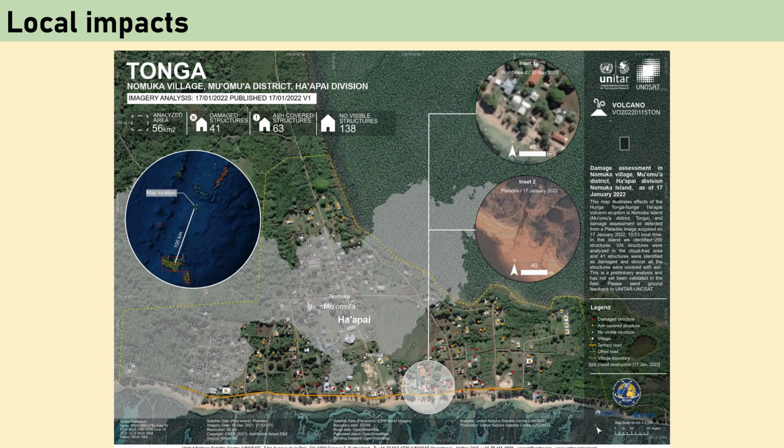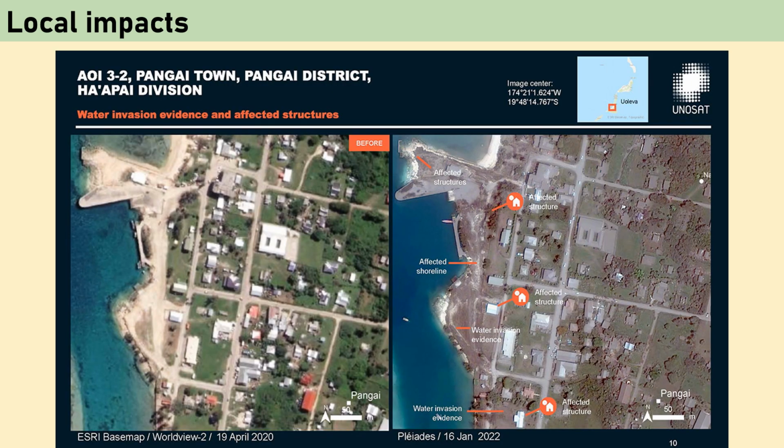The grey area is where there were clouds, and so they weren't able to collect satellite data. But you can see in the top left of this graphic that various houses were covered by ash, and I'll talk about that a bit more in a moment. 41 structures were damaged, and this was just in one small village. Another before and after image you can see here is of where the tsunami had inundated a local village and the shoreline that had been affected, and how some of the structures had been completely destroyed. Certainly some trees had been uprooted and removed.